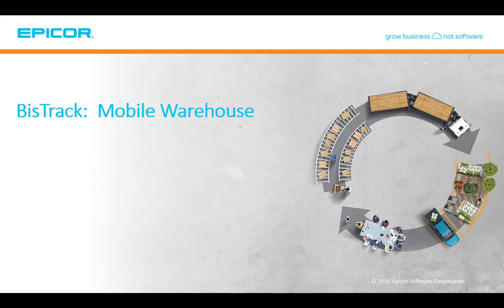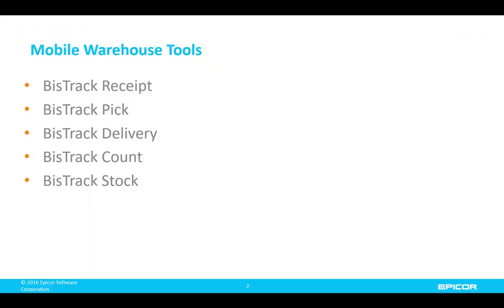This video will give you a snapshot of BisTrack's mobile warehouse tools, which allow users to update inventory as well as transactions via their iOS or Android device. There are five total mobile warehouse tools: BisTrack Receipt, Pick, Delivery, Count, and Stock.